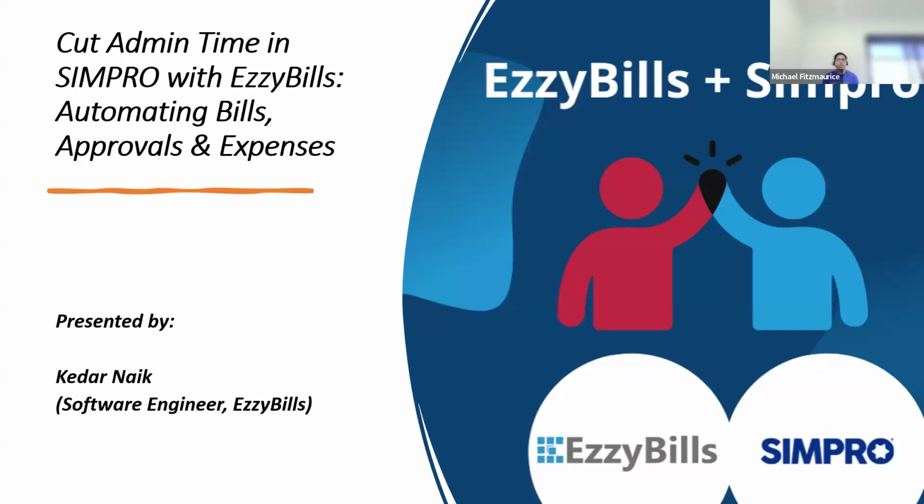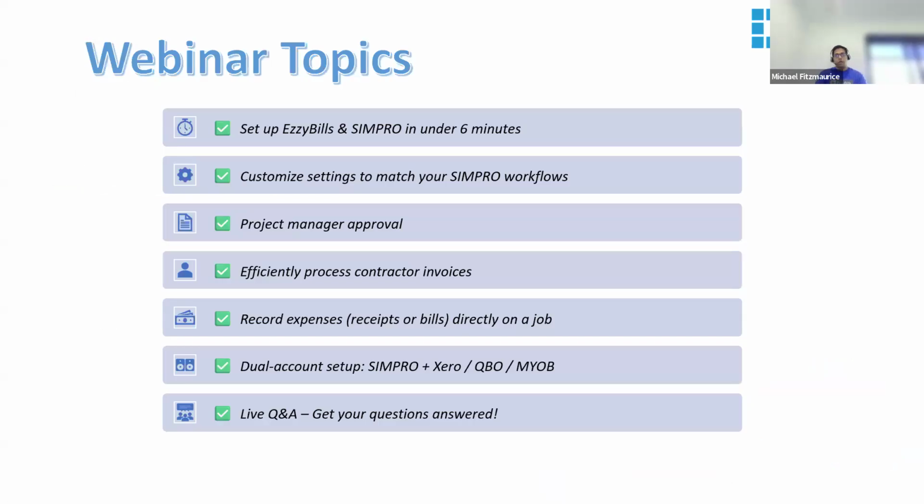Right, let's get started. These are the topics of today's webinar. As the section says, we will first go through the setup of EzzyBills and SIMPRO. And yes, it does not take a lot of time. It only takes about 6 minutes in total. Since I will be showing you how it's done, it might take a little bit more than 6 minutes, but when you do it by yourself, it is going to be, I will say, 2-3 minutes to create an EzzyBills trial, and then another 2-3 minutes to connect it with your SIMPRO, and then you're ready to go.